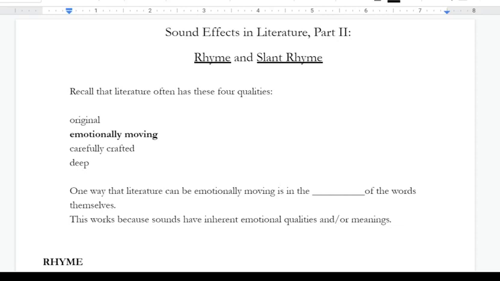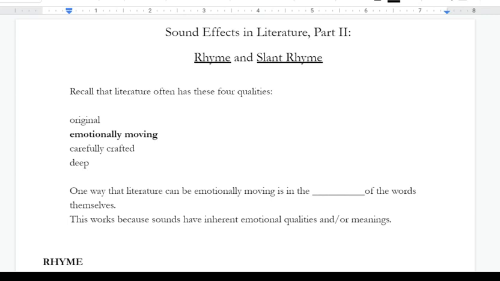Hi everyone, these are the notes for rhyme and slant rhyme, also known as sound effects in literature part 2. The reason these are sound effects in literature part 2, and alliteration and cacophony are sound effects in literature part 1, is that rhyme and slant rhyme and alliteration and cacophony are all ways that a writer can use these sounds in a piece of writing to influence how the reader feels when they're reading it and hearing it in their head.